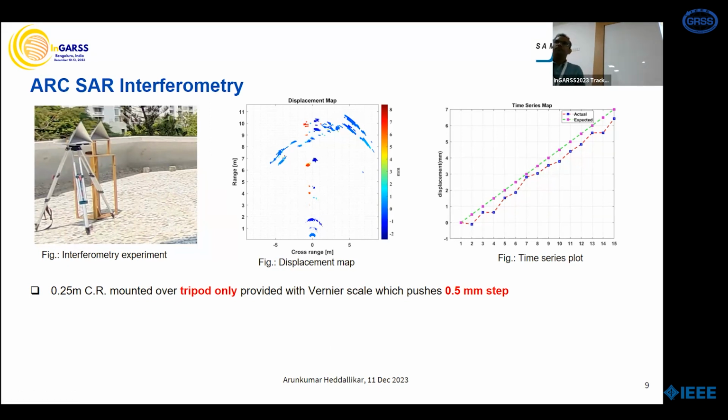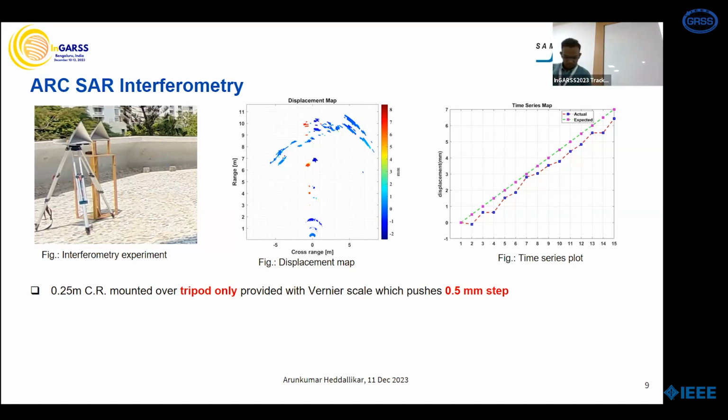What is the minimum resolution that you can detect? I moved by 0.5 mm steps. With this SFCW with VNA instrument, we have the capability to measure 1 micrometer. Tomorrow I am doing the same thing, that is a little different one. Up to that much we have the capability to measure the change in the target displacement.